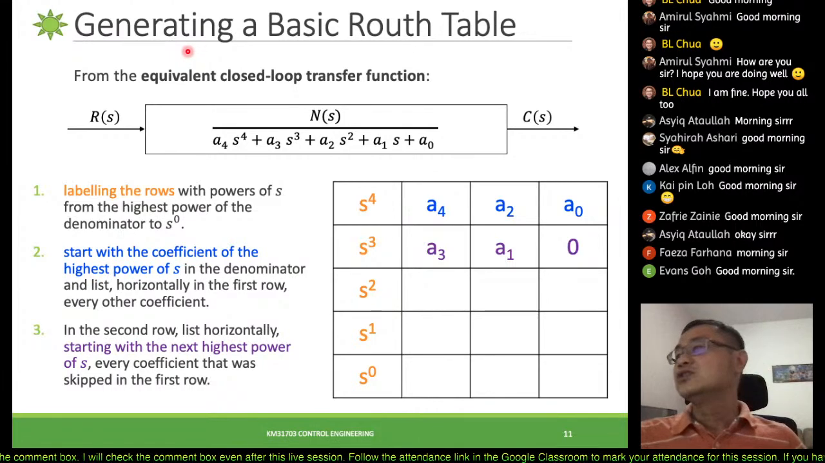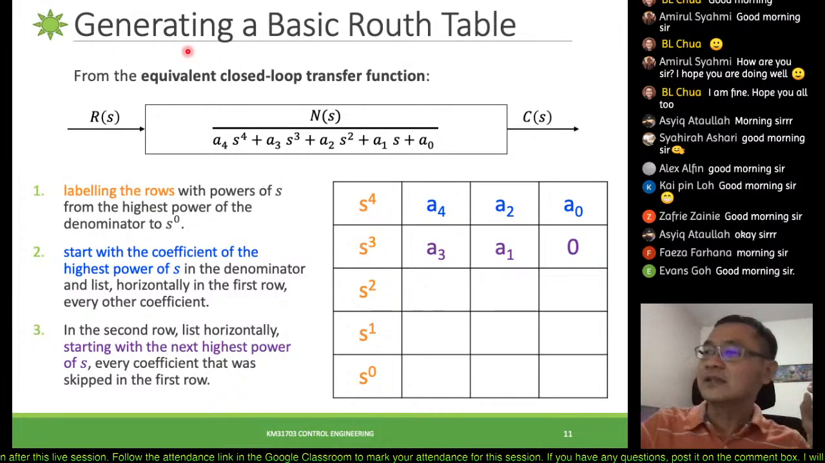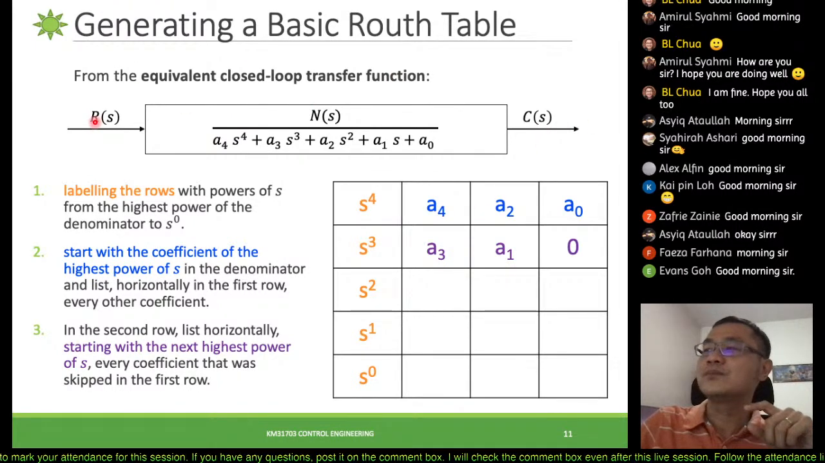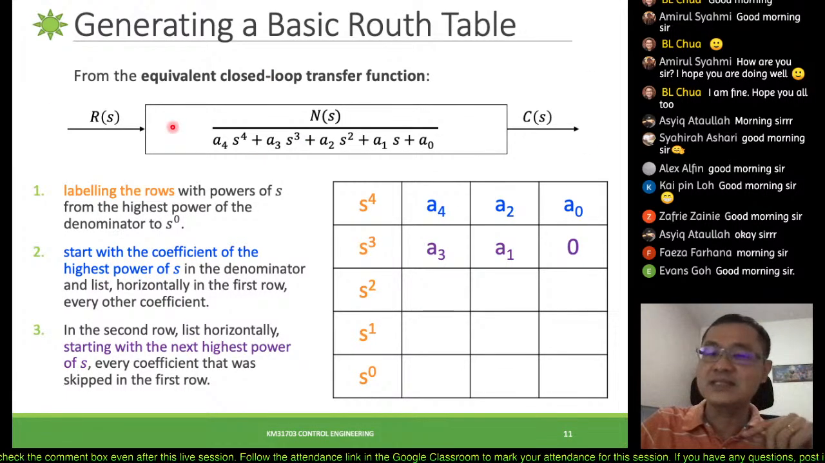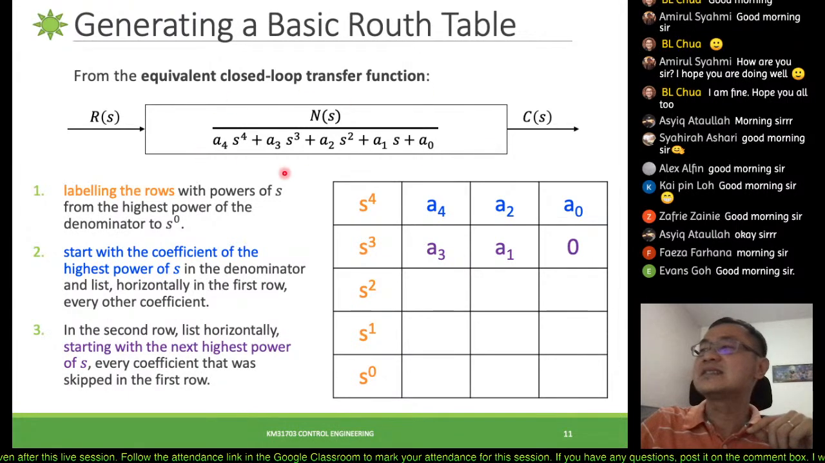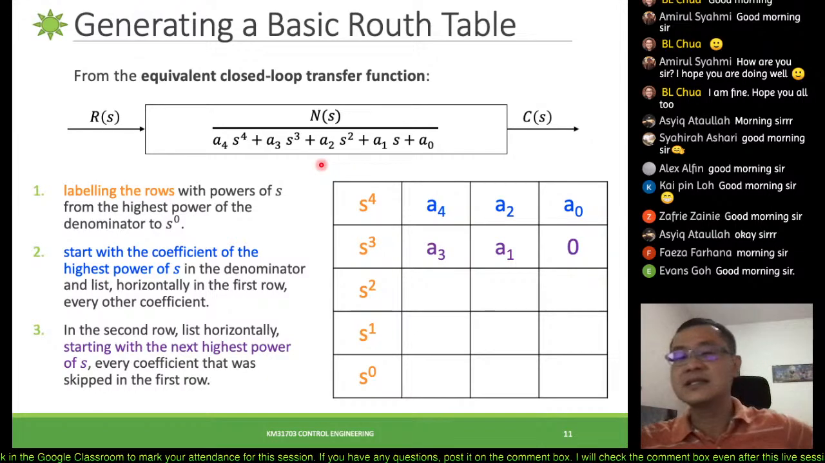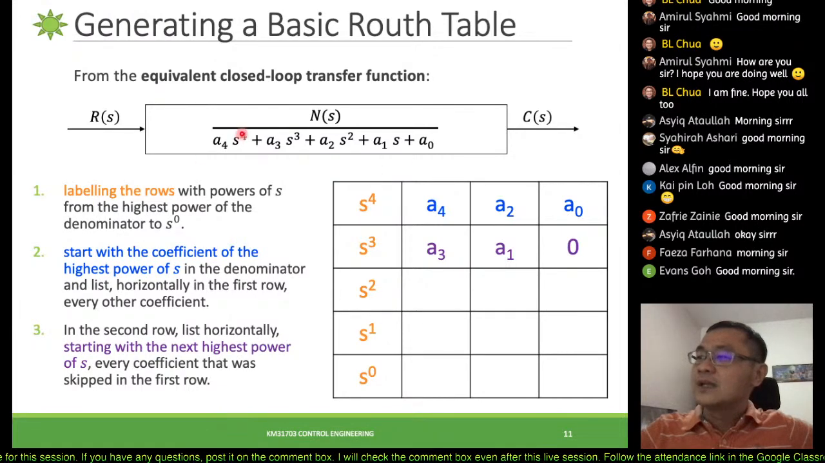Assuming you already have the equivalent closed loop transfer function. Remember, originally this is a closed loop system. We simplify it into an equivalent closed loop transfer function. That is the first step, and we try to analyze this equivalent closed loop transfer function.